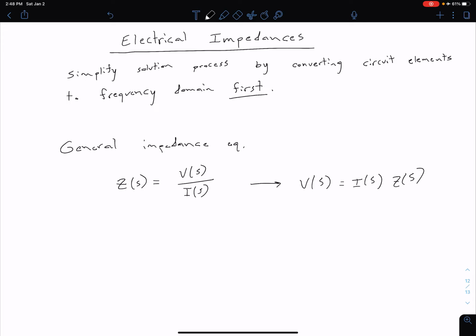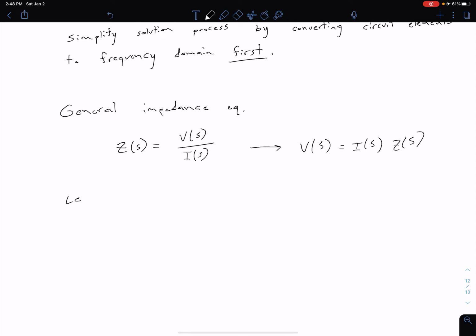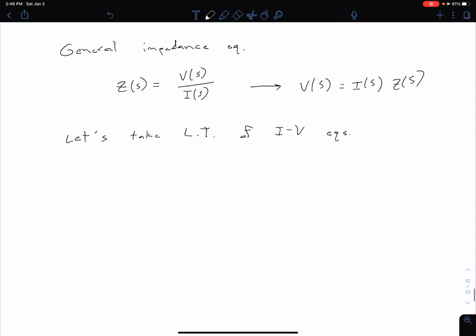In order to find the impedances of each element, our capacitor, inductor and resistor, let's take the Laplace transform of each of those IV equations. IV stands for current-voltage equations. Let's start by looking at our capacitor.